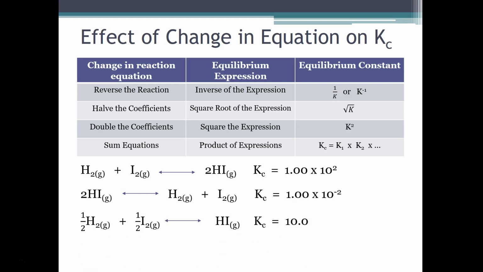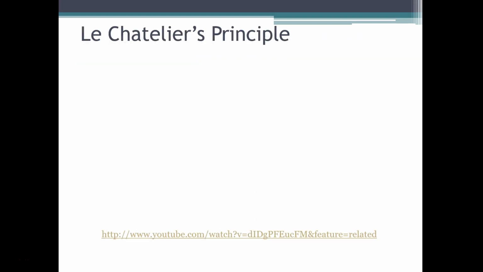If we halve the coefficients, we'll take the square root of the K value, so it would become 10. And if we double the coefficients, we'll square the K value, so 100 will become 10,000. Now, I haven't really seen this come up yet, but it is part of the curriculum, so it's probably something you should know. All right, Le Chatelier's principle.